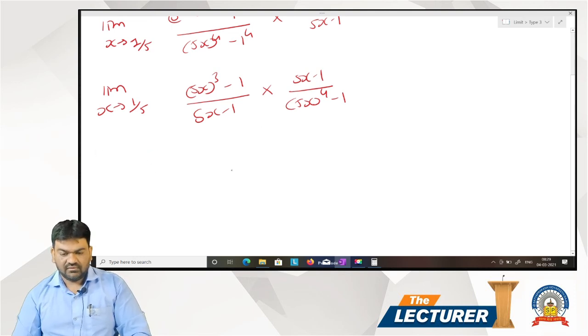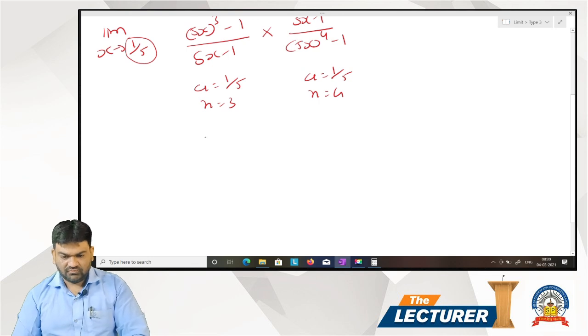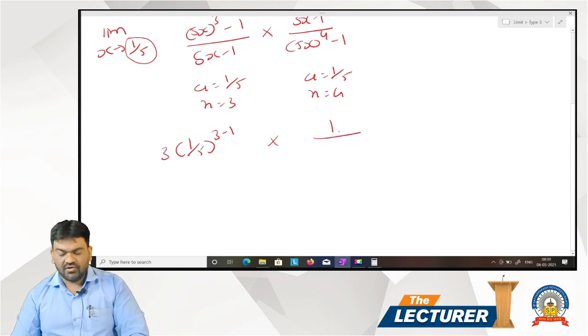Limit x tends to 1 by 5. Here a is equal to 1 by 5 and n is equal to 3. Here a is equal to 1 by 5 and n is equal to 4. So 3 multiplied by 1 by 5 raised to 3 minus 1, multiplied by 1 upon 4, 1 by 5 raised to 4 minus 1.